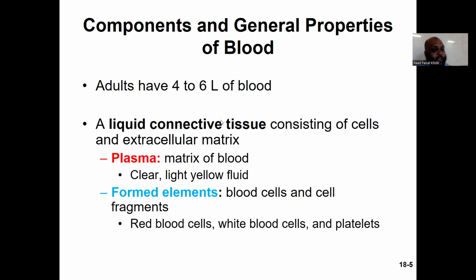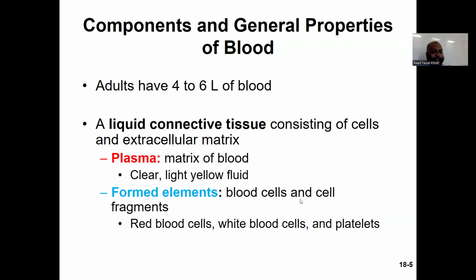Okay. There's a liquid connective tissue consisting of cells and extracellular matrix, the plasma, and it's a clear, light yellow fluid. The plasma, do you think the plasma is as clear as water? Of course not, because water doesn't have electrolytes. Plasma does. Water doesn't have waste. Plasma does. Water doesn't have nutrients. The plasma does. So the plasma is a little more thick than water because it has proteins, it has electrolytes, it has nutrients, it has enzymes. But water is just H2O.